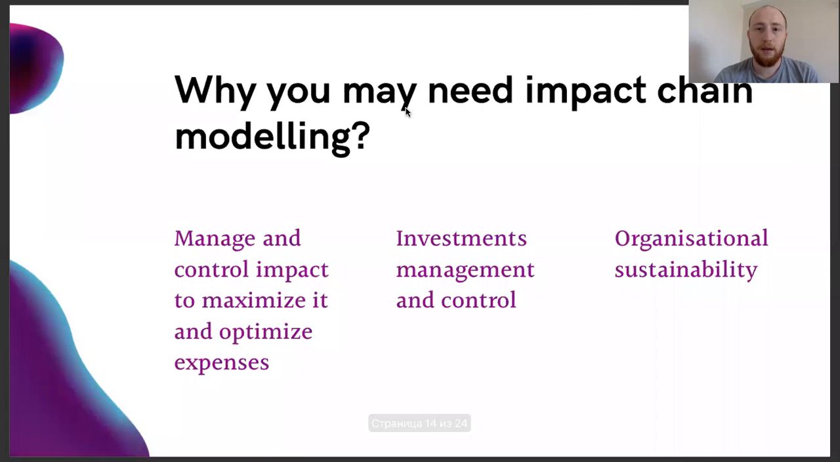Yes. And another question: why you may need impact chain modeling in your context, in what you are doing. I think 3 reasons can be there if you ask yourself this question. So first of all, it helps you to manage and control impact in order to maximize it and optimize the expenses that you have to achieve this impact.